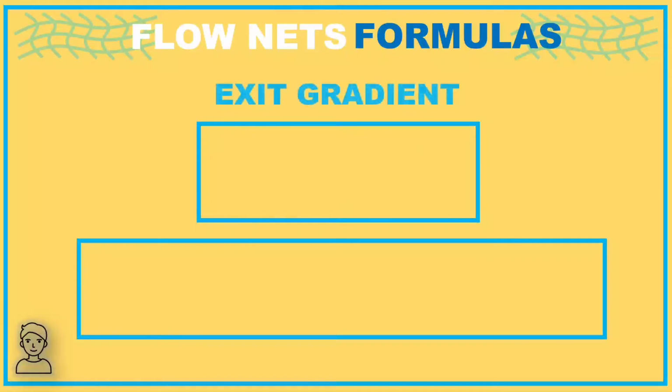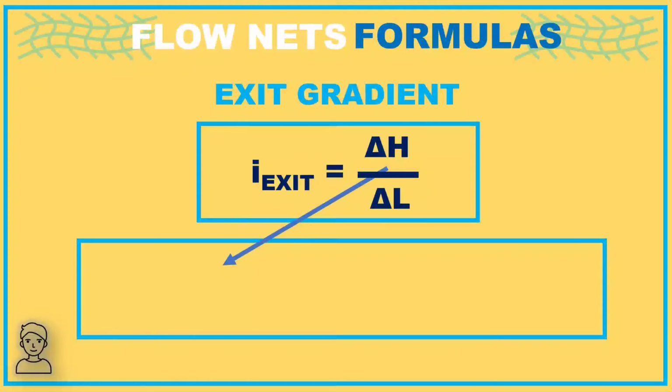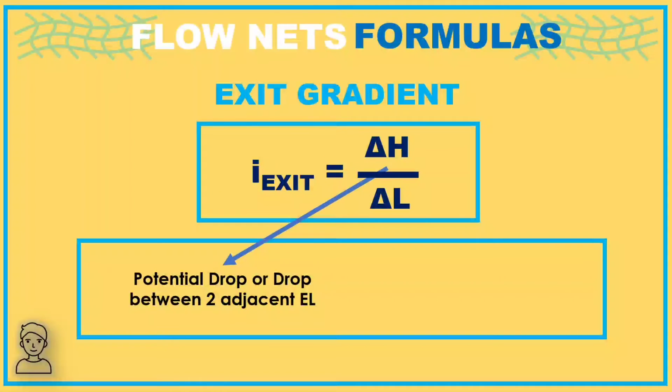Next is the exit gradient. The exit gradient is the hydraulic gradient at the downstream end of the flow line where seepage water from the soil mass joins with free water at the downstream. It can be expressed as i equals change in H divided by change in L, in which delta H represents the potential drop between two adjacent equipotential lines, and delta L represents the length of the flow field.